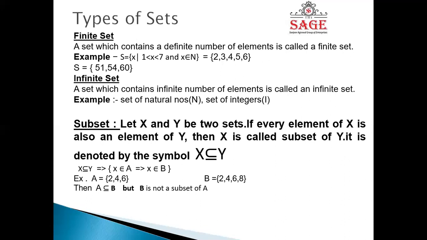Next is the subset. Suppose X and Y are two sets. If every element of X is also an element of Y, then X is called a subset of Y. It is denoted by the subset symbol, X ⊆ Y. Or we can represent it in property form: x belongs to X implies that x belongs to Y. Suppose set A has elements 2, 4, 6 and B has elements 2, 4, 6, 8. So here A is a subset of B, but B is not a subset of A.